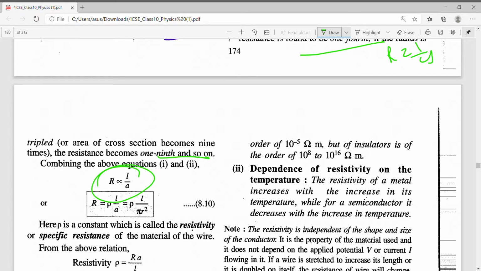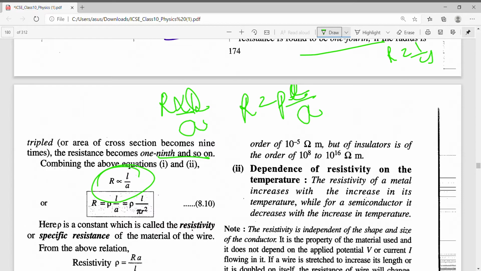So R is directly proportional to L and inversely proportional to A, and if you combine that, R is equal to rho L upon A. Now why did I write L here? Because it is constant. R is directly proportional to, not constant. I'm very sorry for that, I used the wrong word.